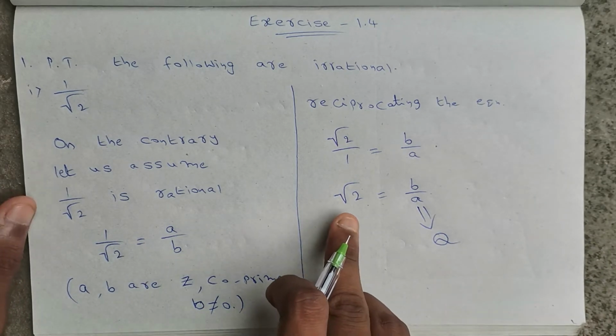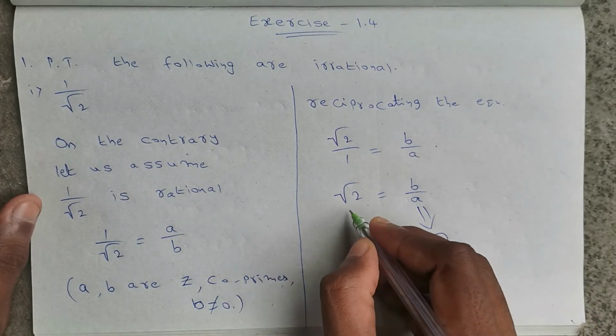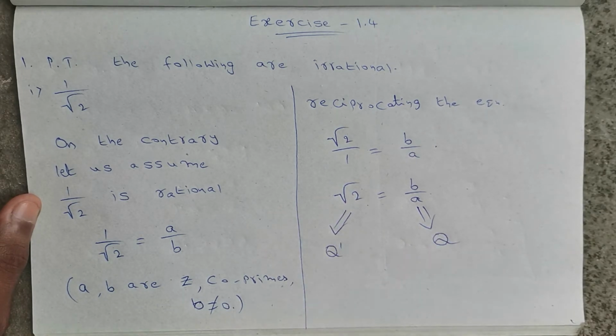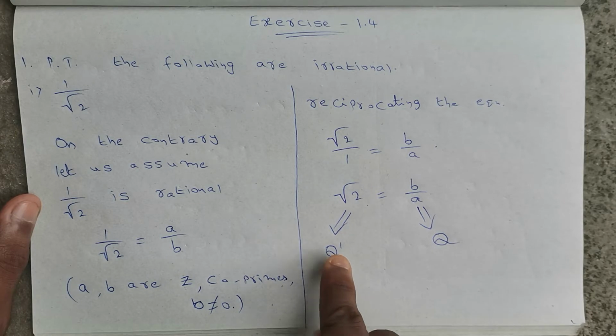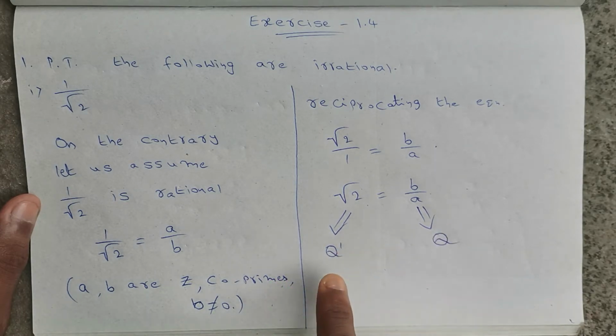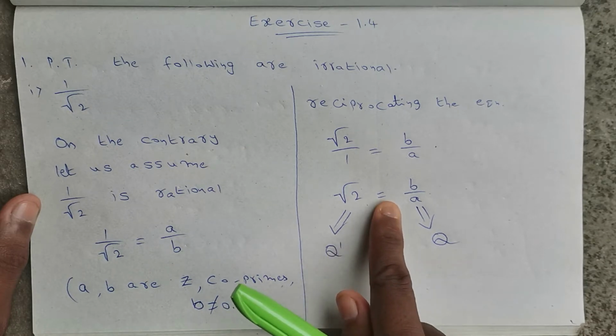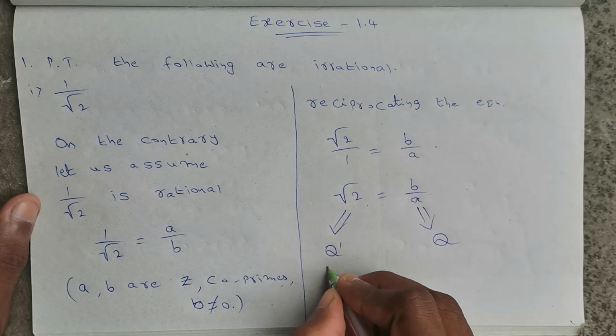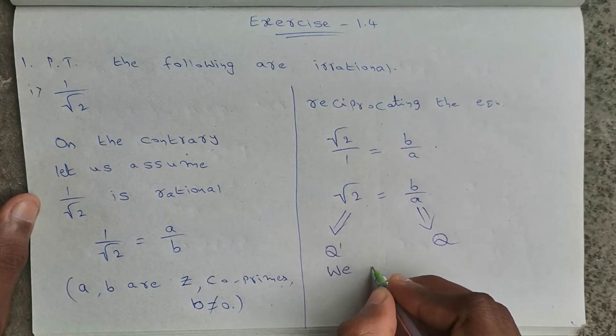Now this LHS root 2, already we know root 2 is an irrational number. Left side we have irrational and right side we have rational. An irrational number can never be equal to a rational number. So we got this contradiction.